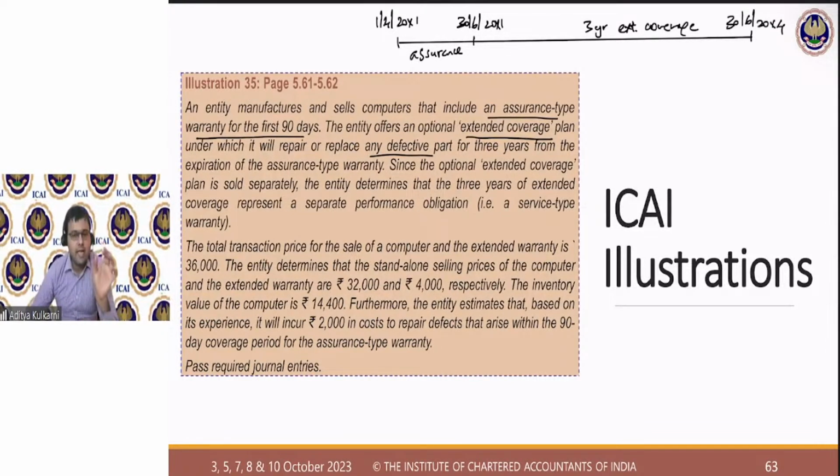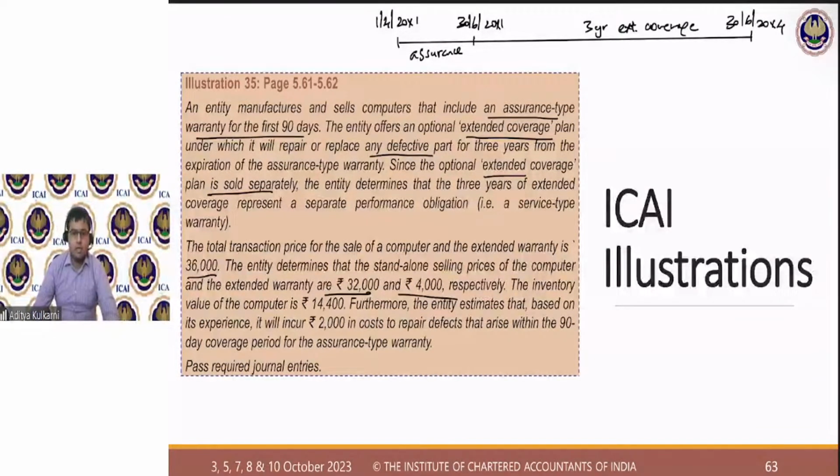Now, the first 90 days of assurance is an unbundled supply. You cannot separate it from the product. So it will go together as product plus assurance. And then you will have a separate warranty stream. Since the optional extended coverage is sold separately, the entity determines that the 3 years of extended coverage represent a separate performance obligation. Obviously. Total transaction price is 36,000. The standalone prices of the computer and the extended warranty are 32,000 and 4,000 respectively.